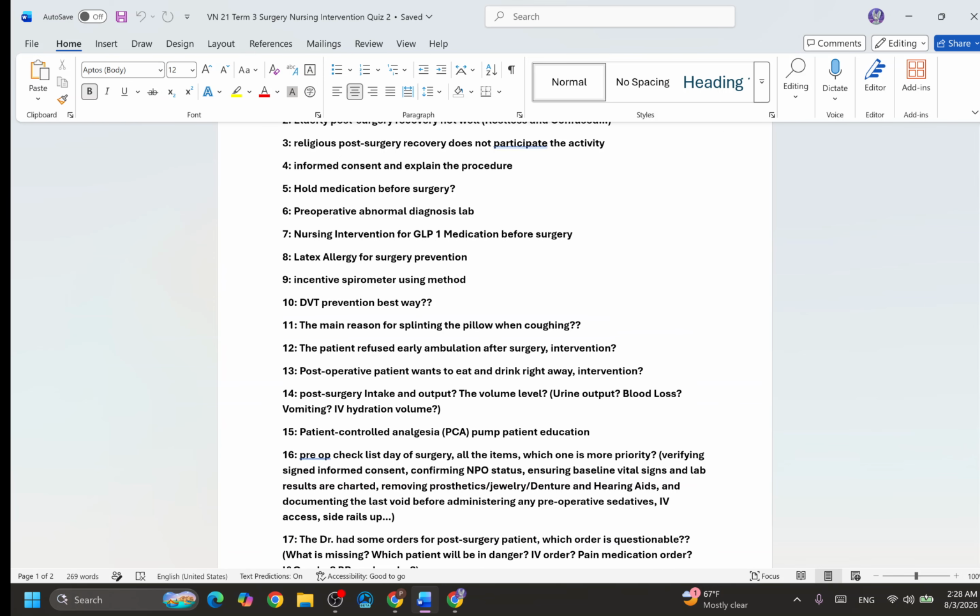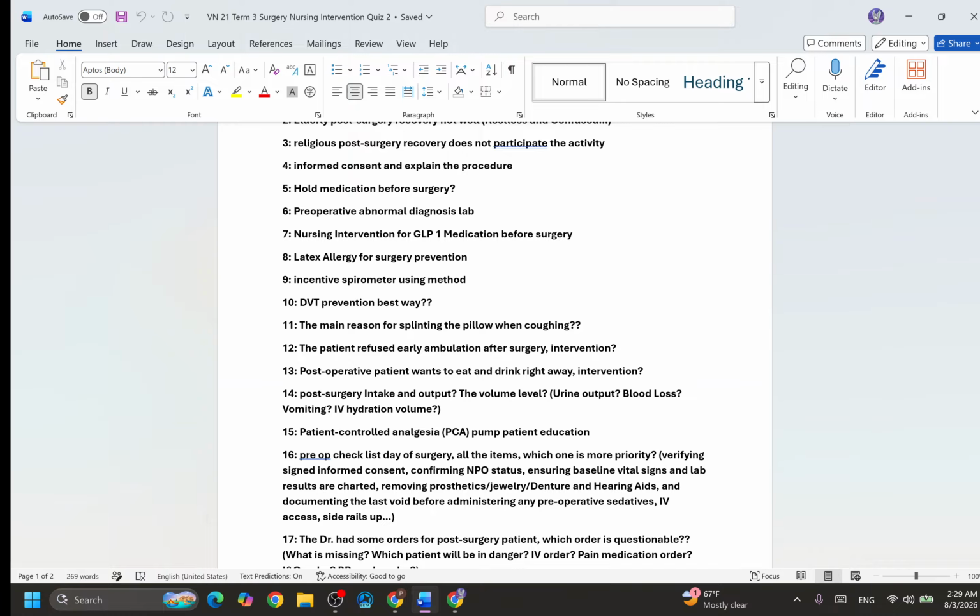13. The post-surgery, the patient wants to eat and drink right away, and your intervention. Do you think the patient after the surgery can eat and drink right away, just immediately? Usually it's not, right? Because it's kind of an aspiration precaution, because we don't know if the patient can eat or drink yet. Maybe they will choke. So that's why usually from the beginning we start with a clear liquid diet and sips with some kind of water or ice chips, right?